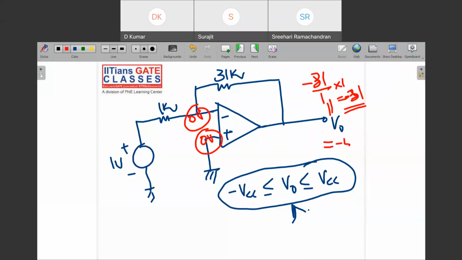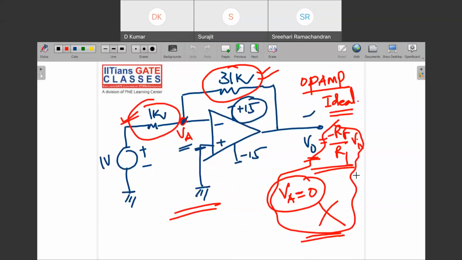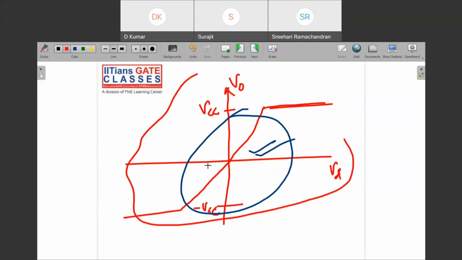What I have told you here is that the output should lie between VCC and minus VCC. I have shown you this. Your output should be between minus VCC and plus VCC.